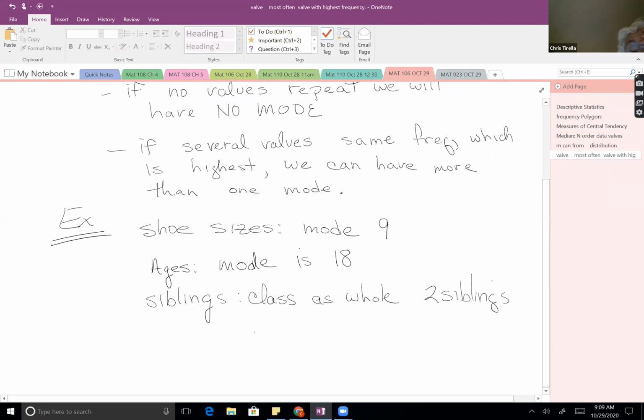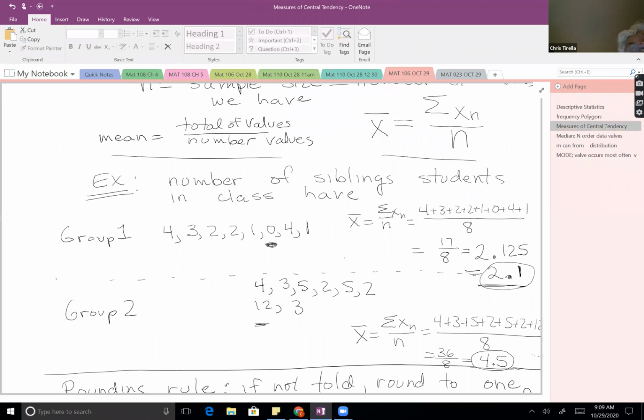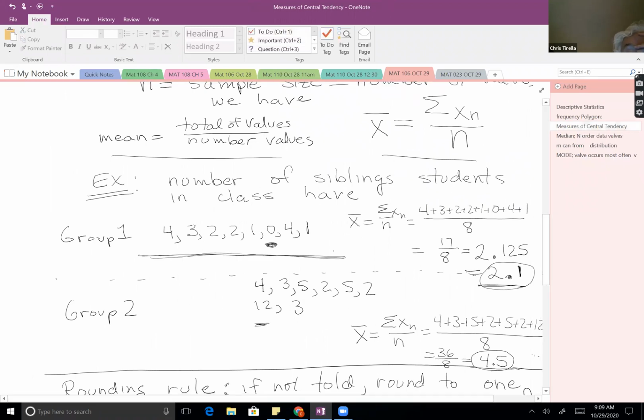But if I look at the number of siblings for, let's say, just group 1, I'm going to go back. And if I just look at the number of siblings for group 1, do you see that, oh my heavens, 2 people had 1, 2 people had 2, 2 people had 4. And so do you notice how this data set has 3 modes? 1, 2, and 4.